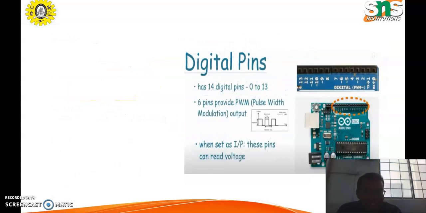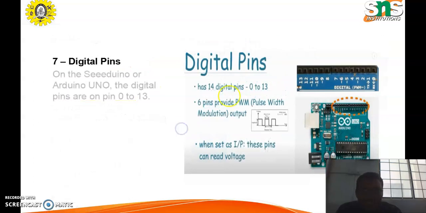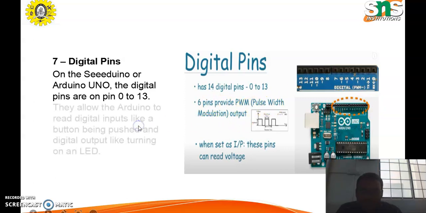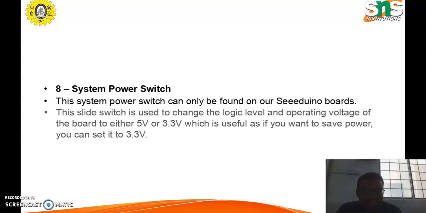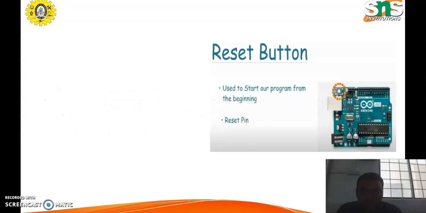The next component in the Arduino board is the digital pin. Arduino UNO has 14 digital pins, ranging from 0 to 13. It has 6 pins that provide pulse width modulation output. The next important component in the Arduino is the system power switch. The system power switch can only be found on our Cardino boards.